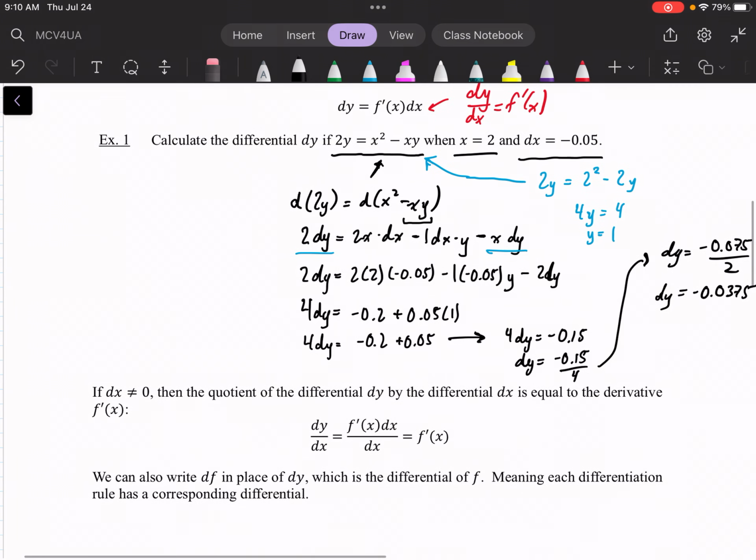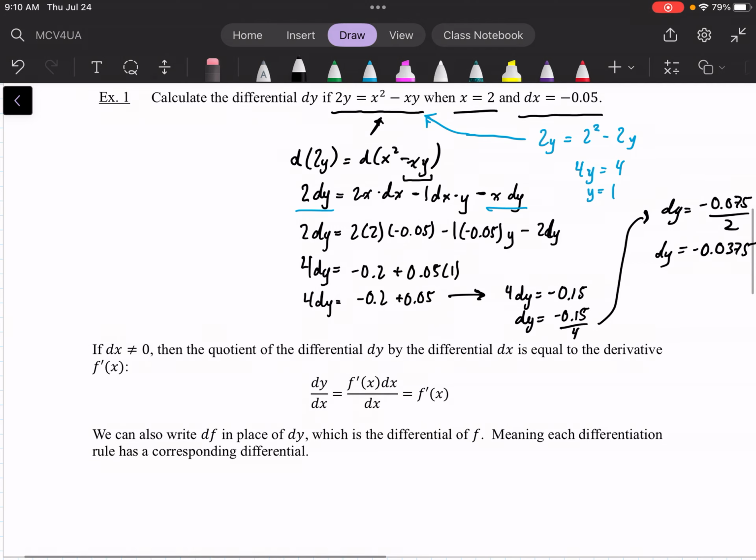Okay. So notice that the only issue with this kind of thing is if dx is equal to 0. If dx was equal to 0, then this differential just won't work. Then the quotient of the differential dy by the differential dx is equal to the derivative. But if dx was equal to 0, then this would just make the entire expression equal to 0.